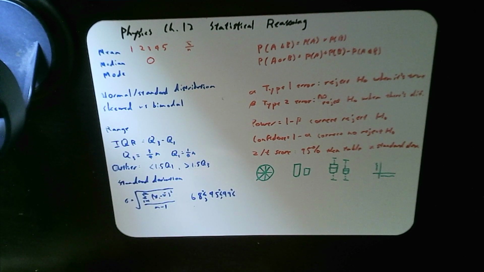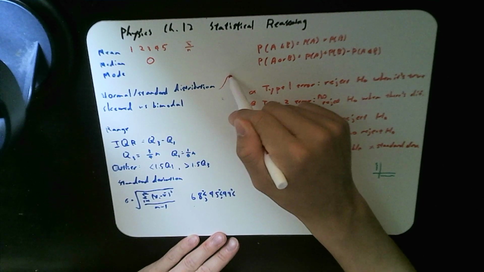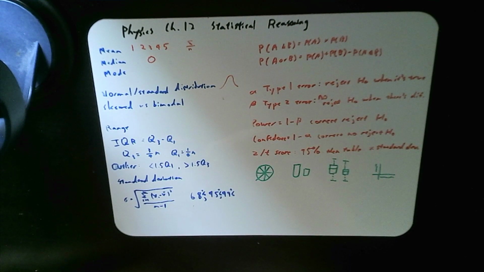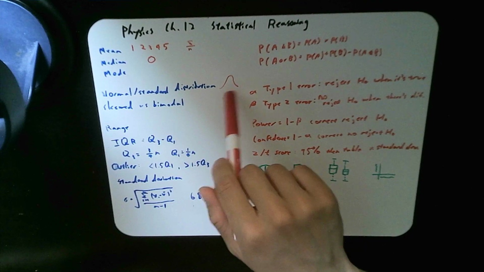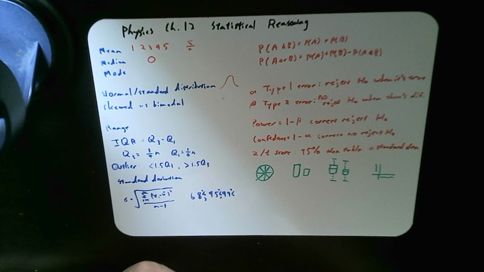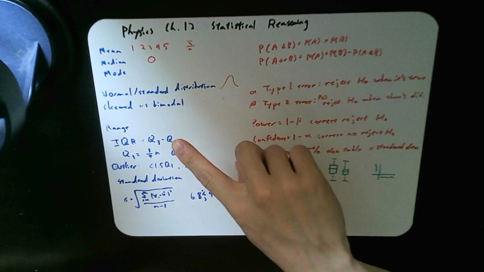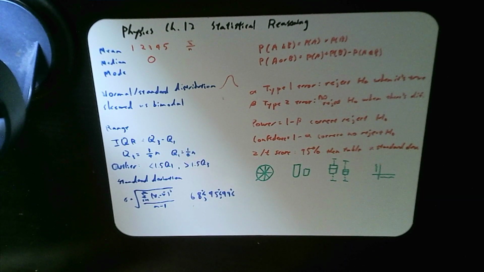Normal versus standard distribution basically shows that in the middle is where most people are concentrated, and to the sides, the head and the tail are pretty much equal in distribution. Equal amount of people being higher, equal amount of people being lower.